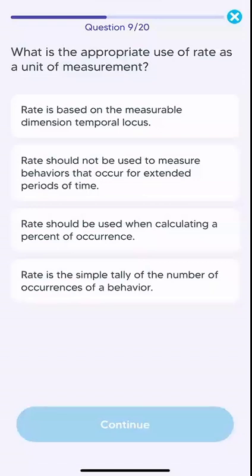What is the appropriate use of rate as a unit of measurement? Rate is based on the measurable dimension temporal locus. Rate should not be used to measure behaviors that occur for an extended period of time. Rate should be used when calculating a percent of occurrence. Rate is the simple tally of the number of occurrences of a behavior.